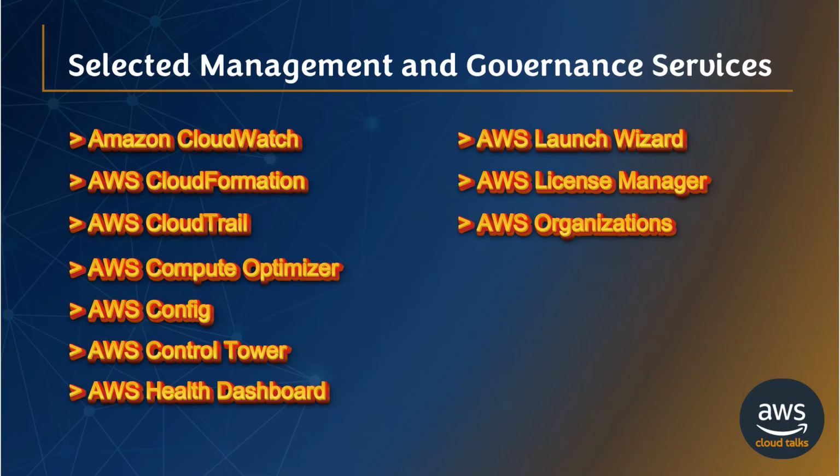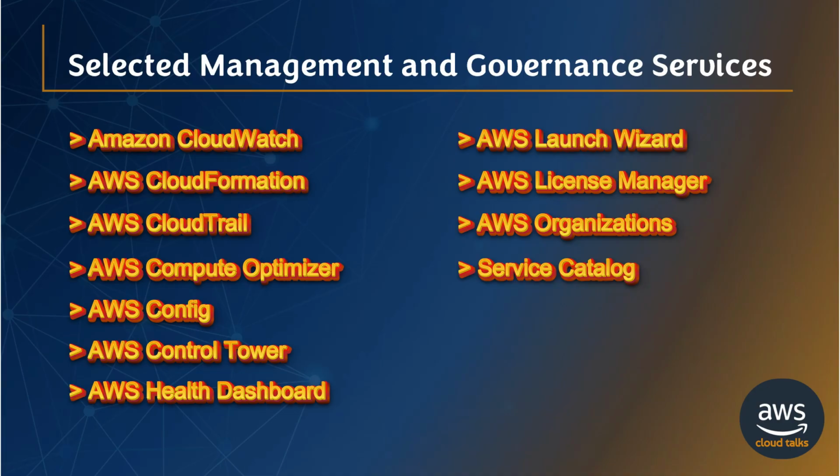AWS Organizations. AWS Organizations helps you centrally manage and govern your environment as you grow and scale your AWS resources. Using AWS Organizations, you can programmatically create new AWS accounts and allocate resources, group accounts to organize your workflows, apply policies to accounts or groups for governance, and simplify billing by using a single payment method for all of your accounts.